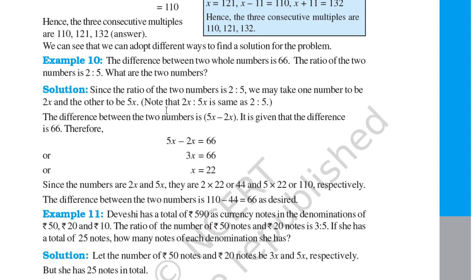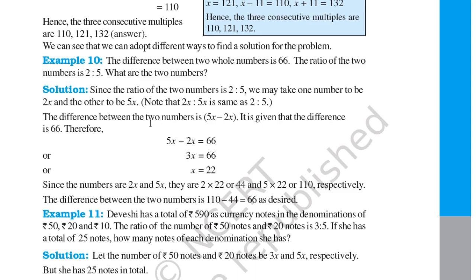So note that 2x is to 5x is the same as 2:5. It's the same thing, because x and x will get cancelled. You will get the same thing. So the difference between the two numbers is 5x minus 2x. So it is given that the difference is 66.